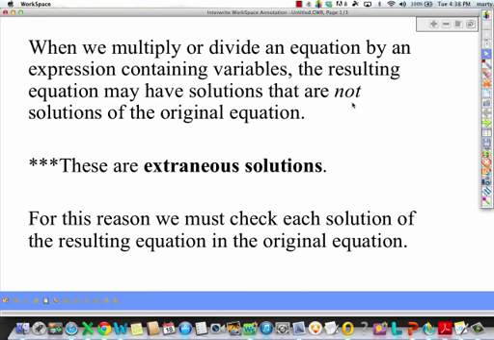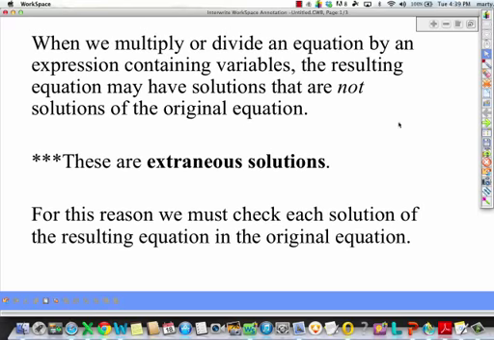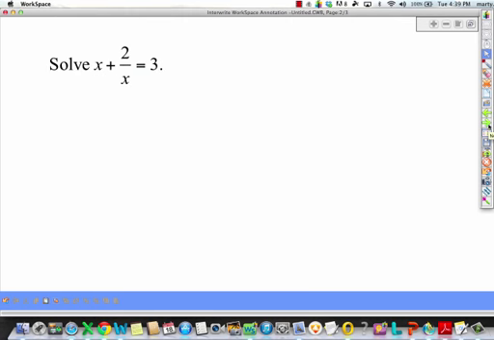So the one slide says when we multiply or divide an equation by an expression containing variables, the resulting equation may have solutions that are not solutions of the original equation. So the main thing we're focused on is we want to make sure that we don't have division by zero in the original problem. Otherwise we have extraneous solutions. For these reasons we must check each solution of the resulting equation. So you have to go back and check your work is basically what it comes down to, which I'm sure all of you are very fond of.